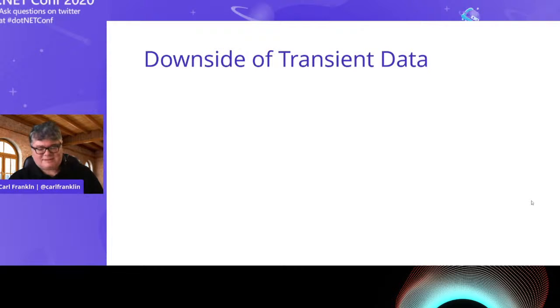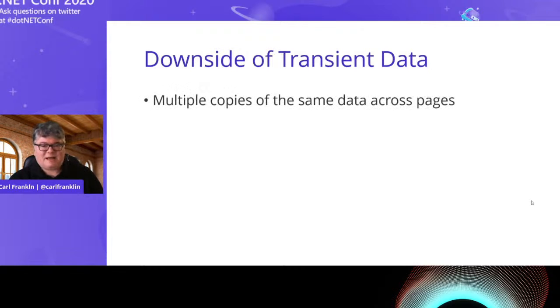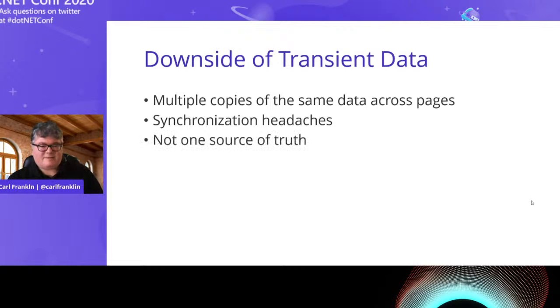So the downside of transient data, which is the default, is that multiple copies of the same data are used across pages. That means that every page has their own instance of this data and one page cannot see another. I'll get to the situation, but synchronization headaches, this is what this will cause. And it's not one source of truth.